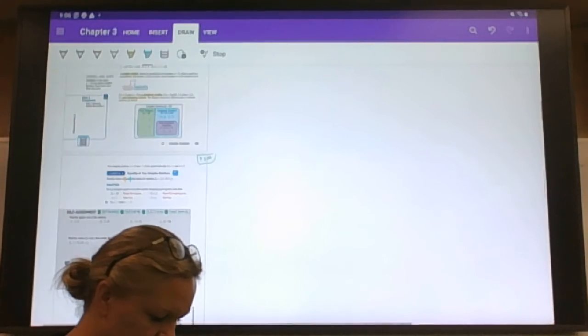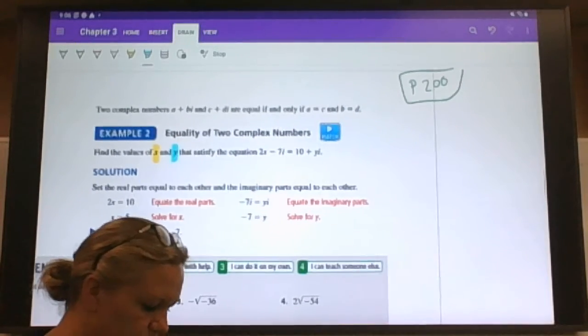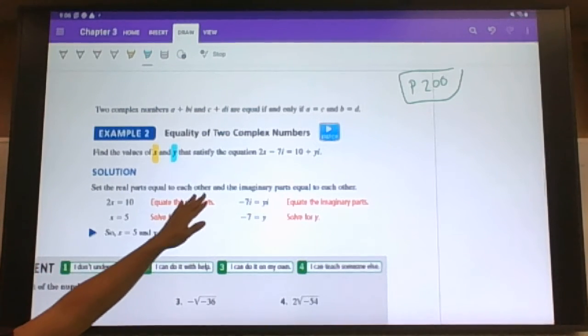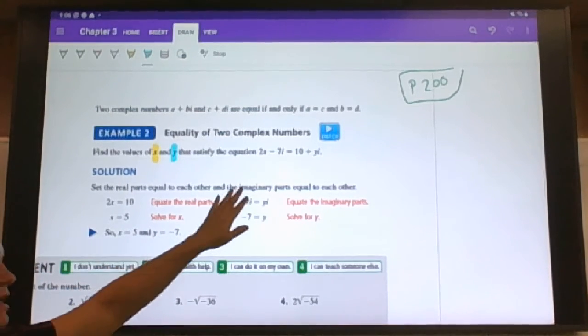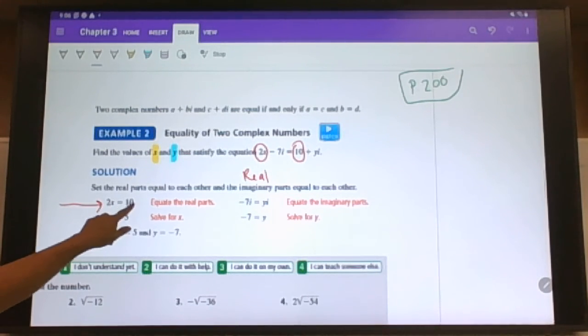The more I zoom, the blurrier it gets. So this says to set the real parts equal to each other and set the imaginary parts equal to each other. So the 2x and the 10 are considered real because they don't have i. So you can see here, they set the real parts equal. They said 2x is the same as 10.